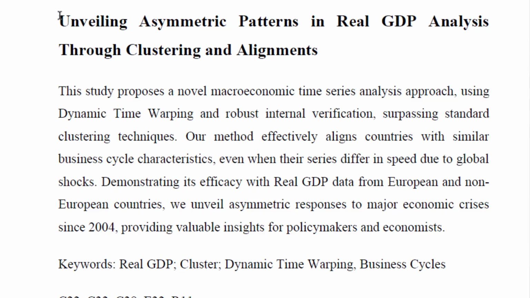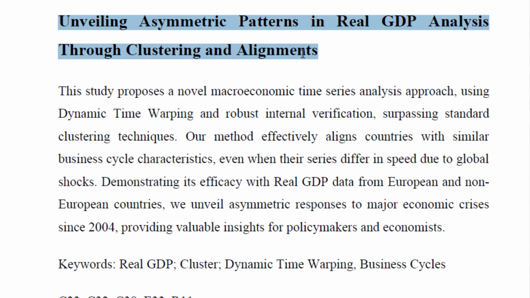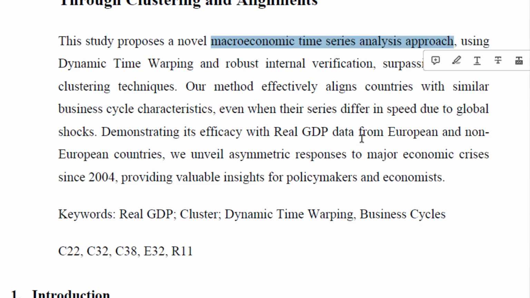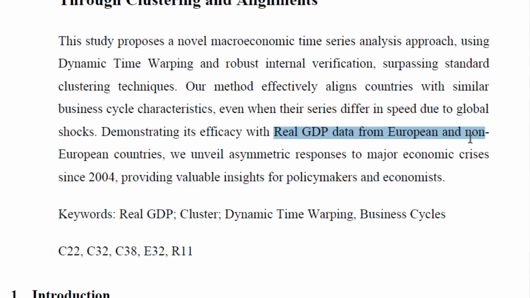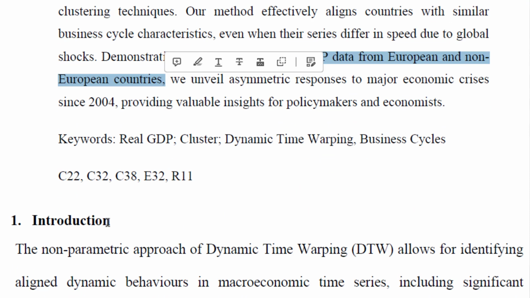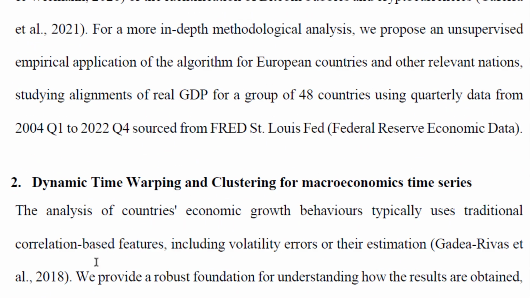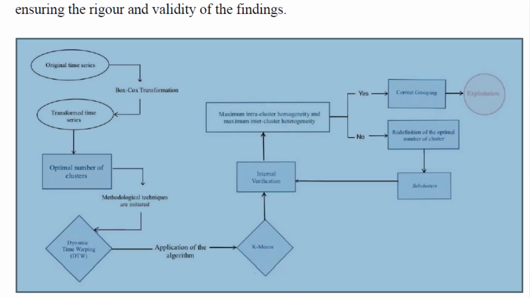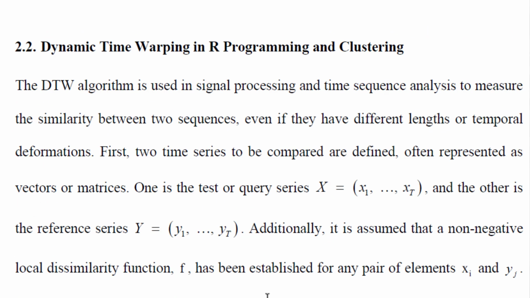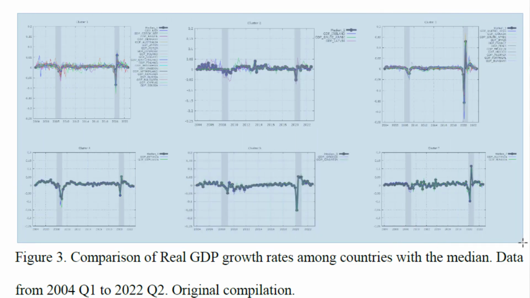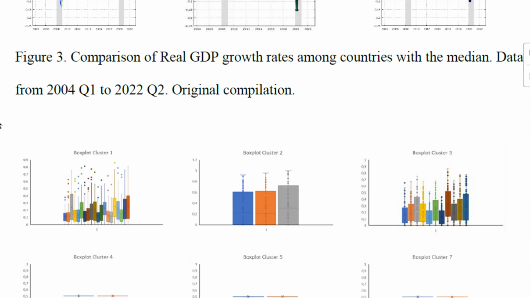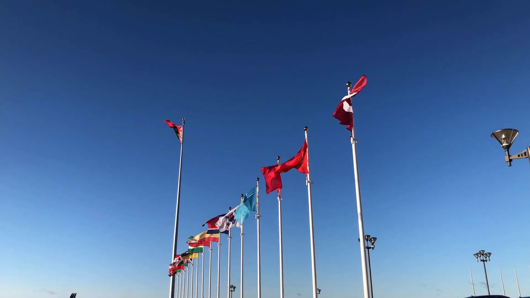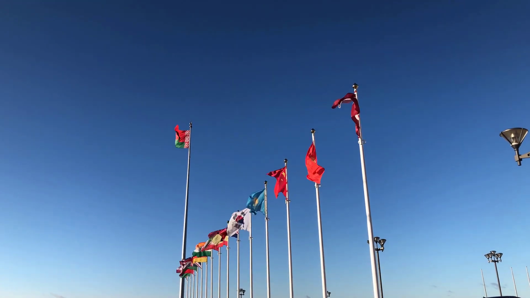In my presentation titled Unveiling Asymmetric Patterns in Real GDP Analysis Through Clustering and Alignments, I introduce a new approach to analyzing macroeconomic time series. This study uses dynamic time warping and a strong internal verification, going beyond traditional clustering methods. Our technique aligns countries with similar business cycle traits, even when their GDP series differ in speed due to global shocks. By applying dynamic time warping, we can address differences in timing between the real GDP series of various countries. This helps us accurately align the series to reveal the true patterns in economic series.